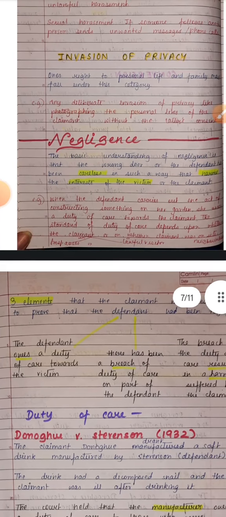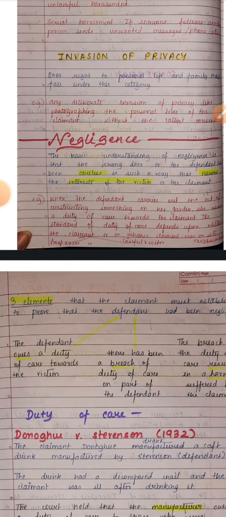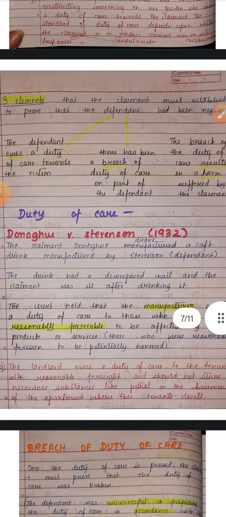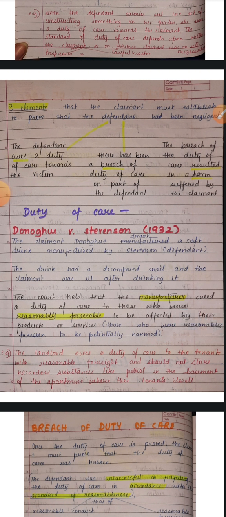And it depends upon whether the person was a trespasser who came in without my permission or it was a lawful visitor. There are 3 elements that must be established by the claimant to prove that the defendant has been negligent. First of all, the defendant owes a duty of care towards the victim. A duty of care means that I have to be careful for somebody. I have to take care of somebody. The second thing, there has been a breach of duty of care. My efforts to fulfill the duty of care have not been fulfilled to a great extent. There has been a failure on my part to do it.